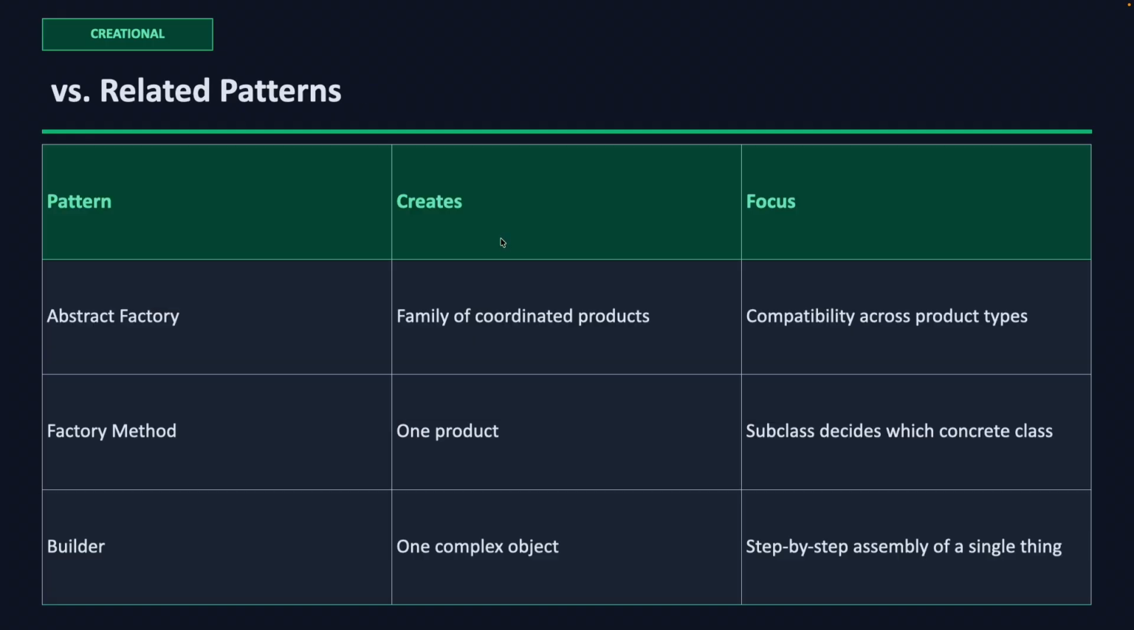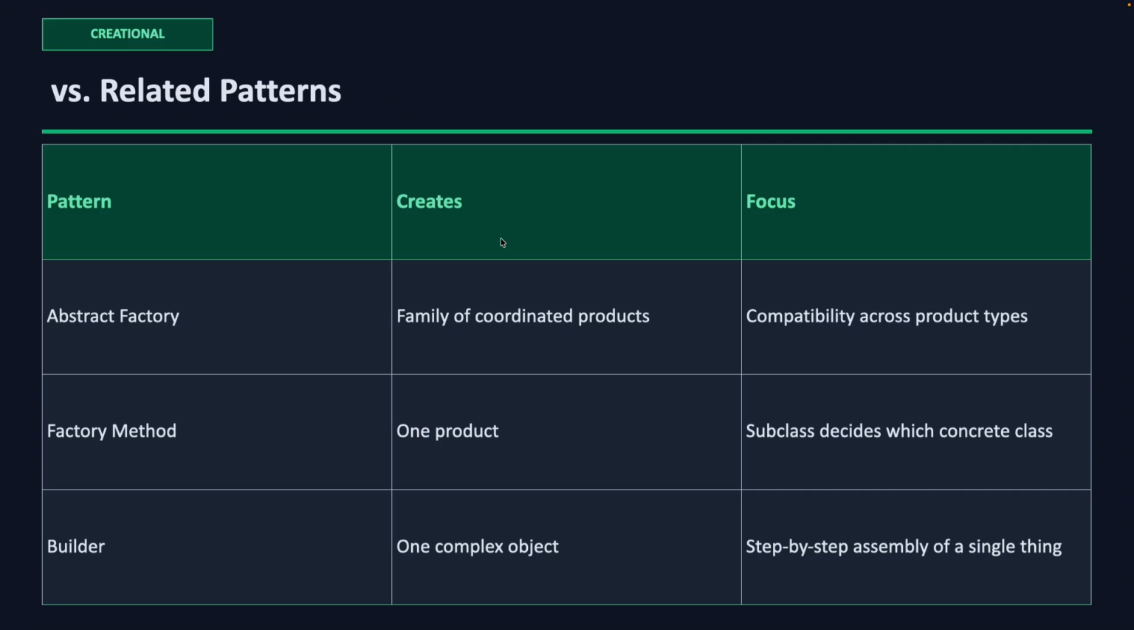Comparing related patterns, the two patterns that can be confused with the abstract factory are, first, the factory method. The factory method creates a single product and lets a subclass decide which concrete class to instantiate. The abstract factory creates a family of products. The factory method is one-dimensional. The abstract factory is two-dimensional. It has the products and it has the families.